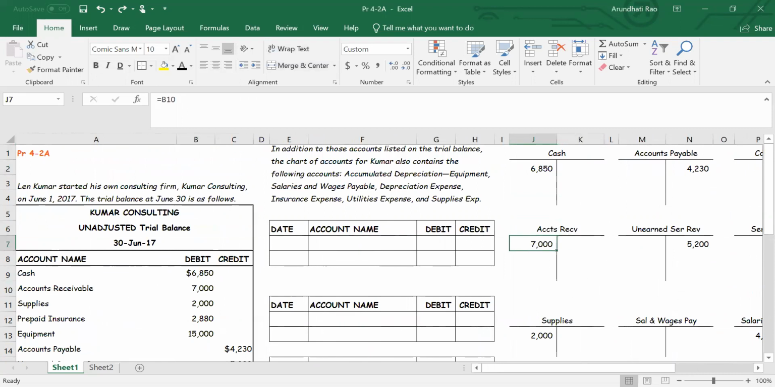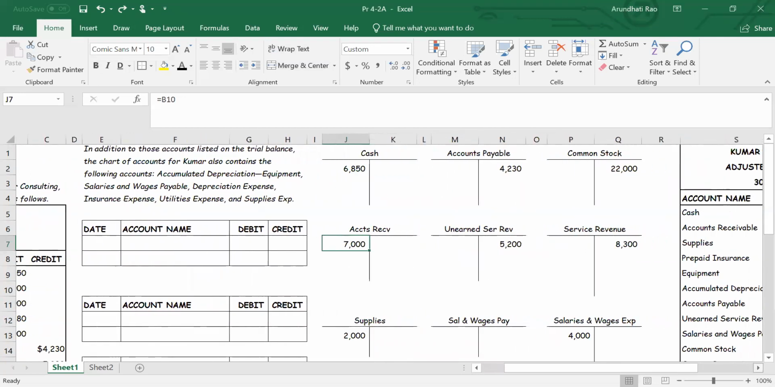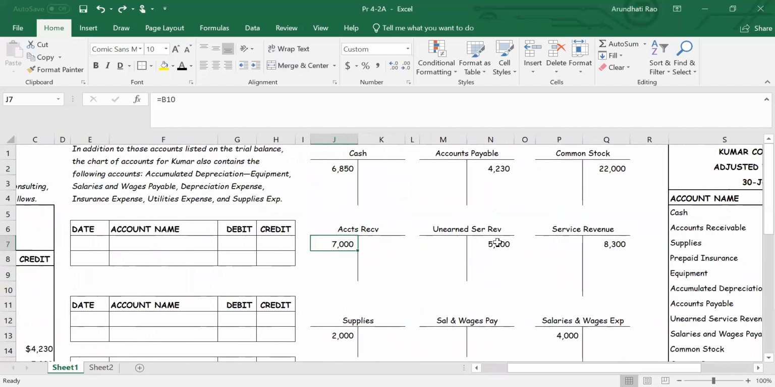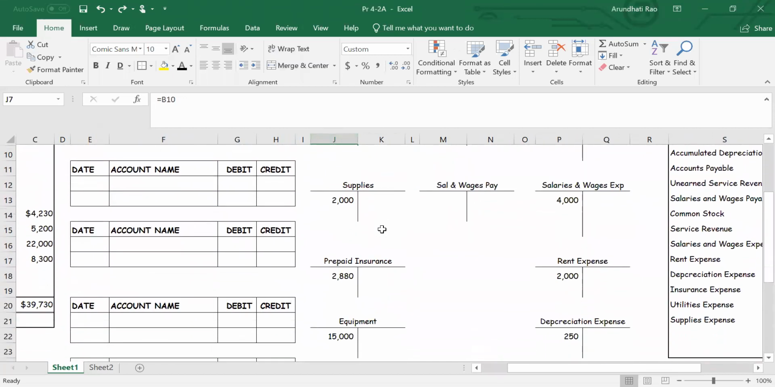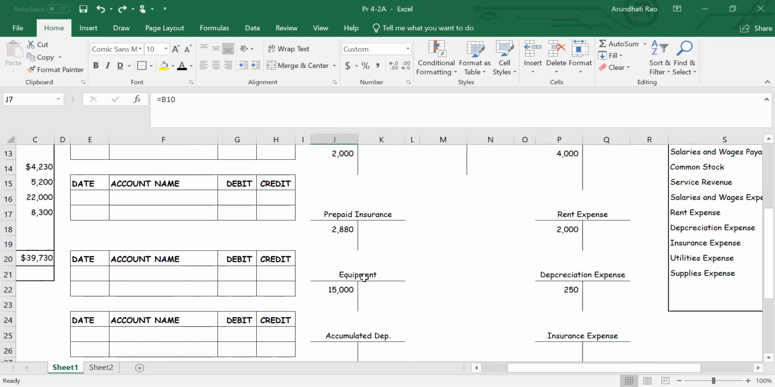I've listed all the accounts over here. Now the additional accounts that were mentioned over here, I've created T accounts for them as well. And you will notice I have listed them in a particular order. So the first set I have are all my assets: cash, receivables, supplies, prepaid insurance, equipment. Below equipment, I have accumulated depreciation, which is a contra asset account. So I've listed it over here.